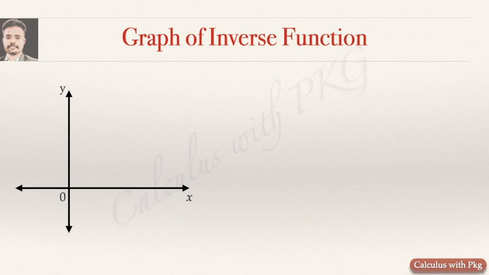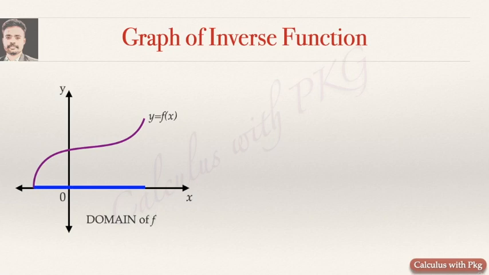Now let us look into the graph of the inverse function, that means how to draw the graph of the inverse function. The graph of a function and its inverse are closely related. So first let us draw the graph of a function, y equal to f of x, shown by the purple color line in the figure. This blue color line shows the domain of f, and this red color line represents the range of the function f.